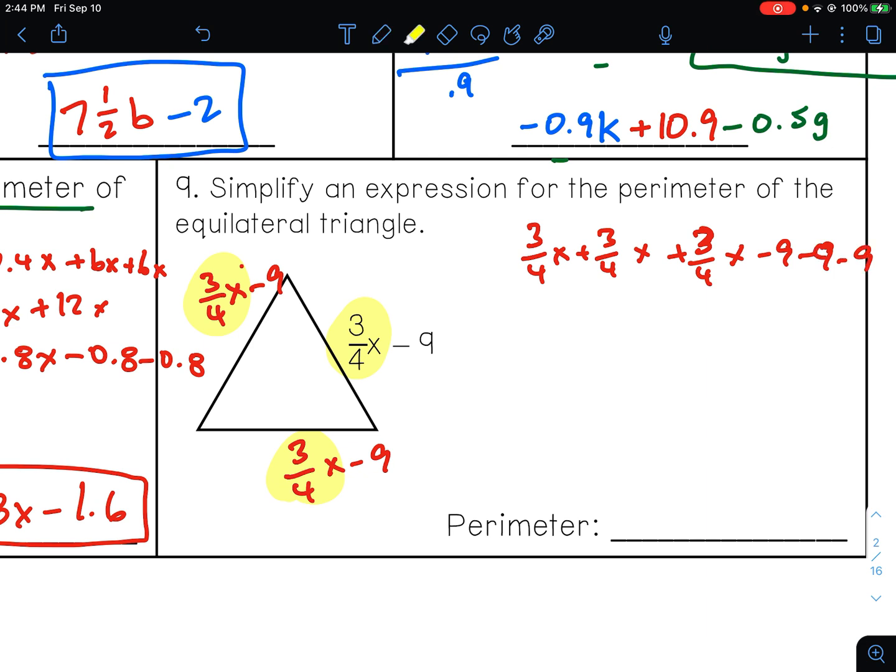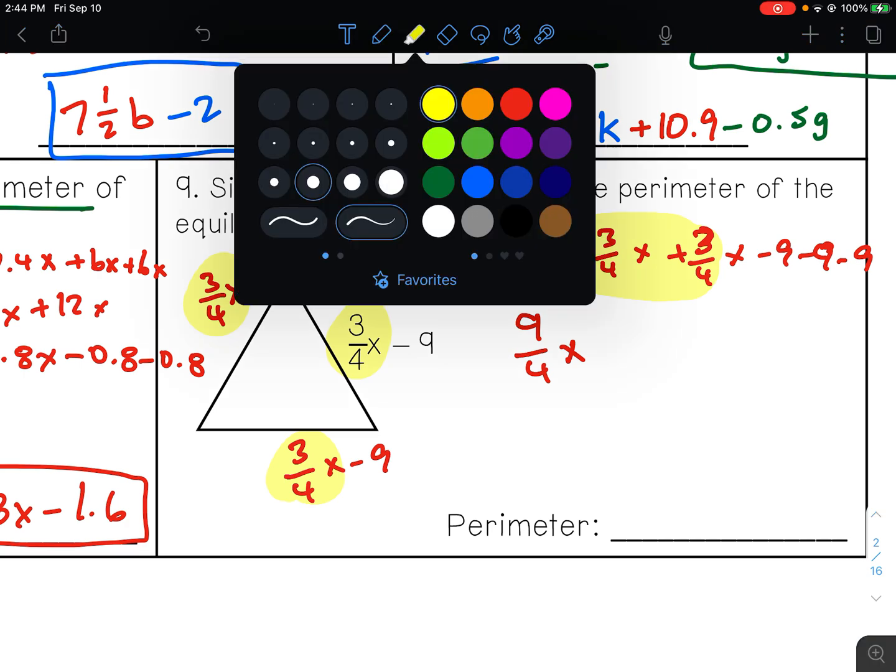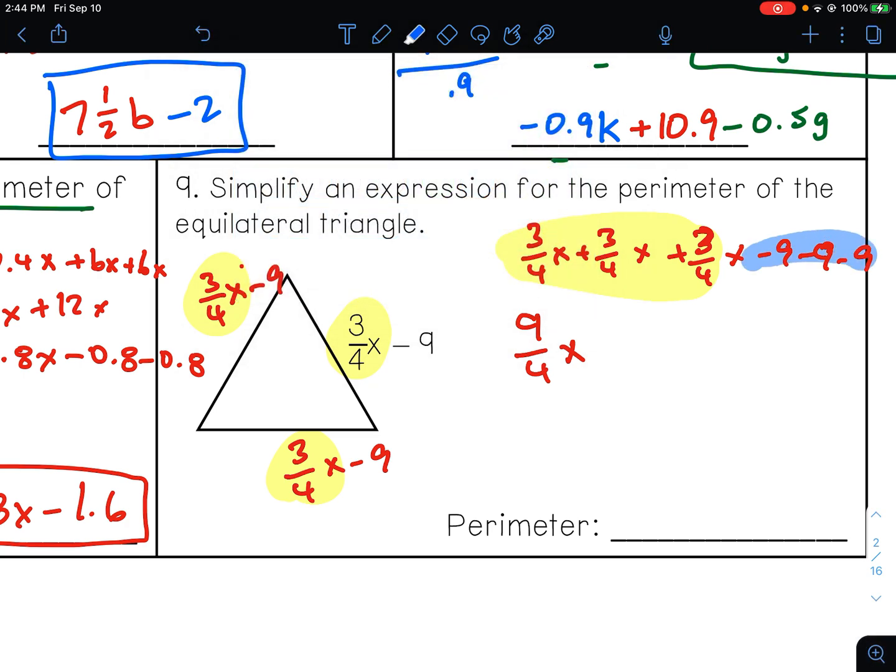So let's deal with this first portion. 3/4 plus 3/4 plus 3/4. Oh, good. We have a common denominator. That gives us 12/4. No, not 12/4. Darn it. I wish it was 12/4. It's 9/4. 9/4 x. And then after that, we've got the other side, which is minus 9 minus 9 minus 9. That's three negatives. Combine them together, you get minus 27.